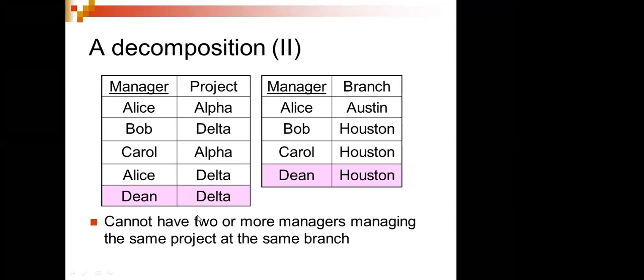So here we cannot have two or more managers managing the same project at the same branch. So in a single branch, what is a branch? Houston is a branch. So Bob, Cornell, Dean are there. Now these people are handling the project delta. Okay, well and good. But what is happening? Alice is there. She is also from some different branch. She can do it. But coming to Bob or coming to Carol, what is happening over here? Now here these are two persons. They are trying to have two projects in a single branch, two projects by different persons.